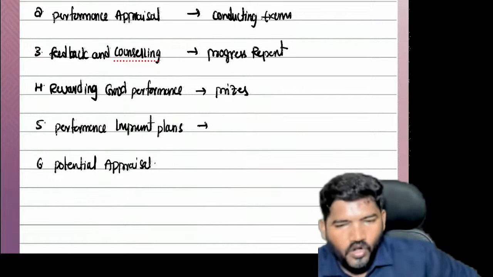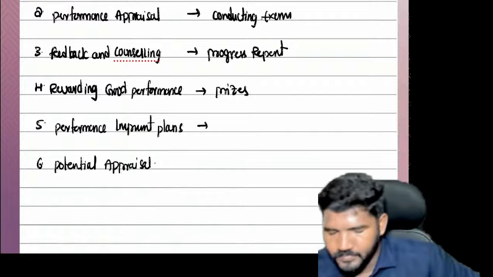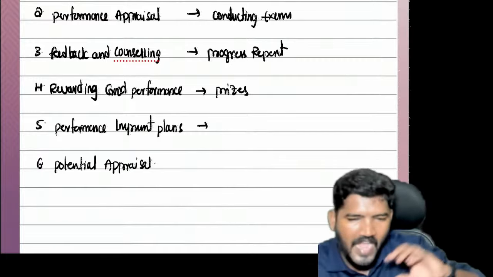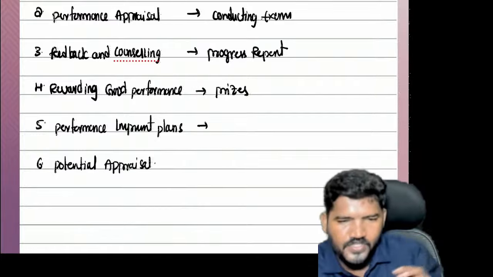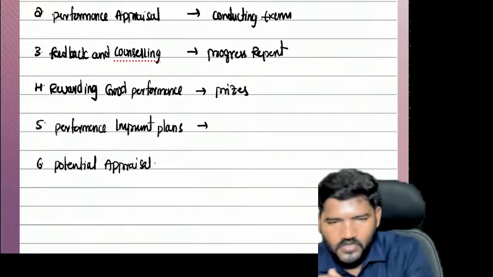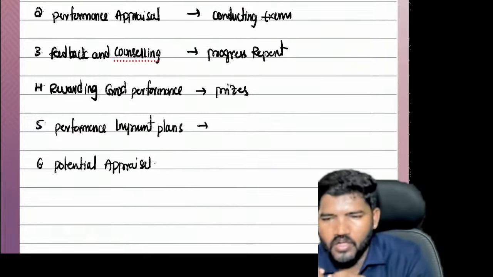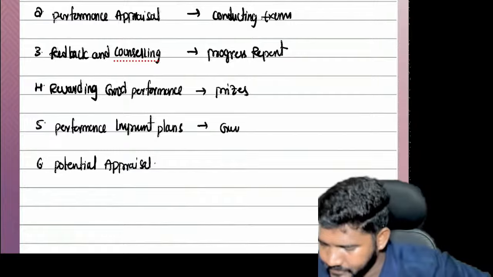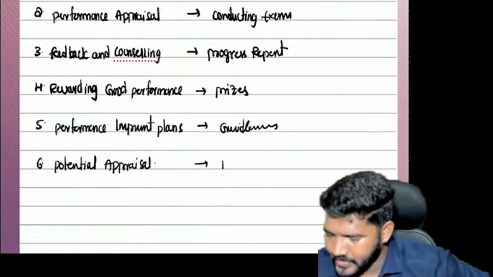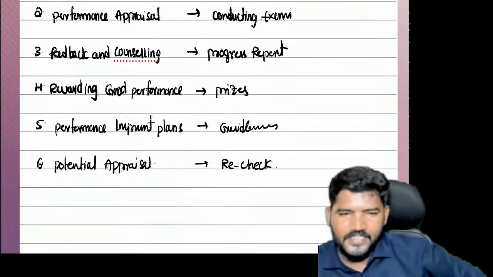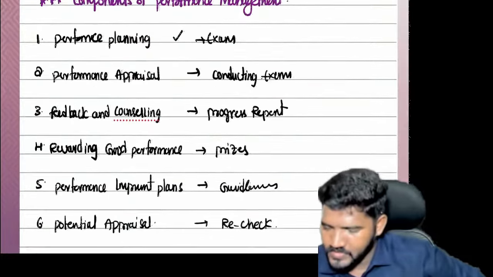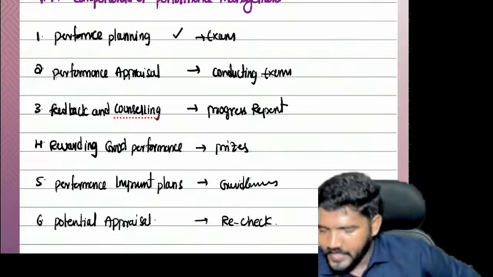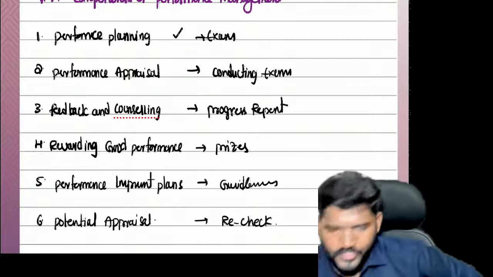If students are not getting good marks, they will call them and give improvement tools. You have good knowledge in maths and science, so you have to focus on languages. Or some students have good knowledge in languages, so you have to focus on maths and science. Some students are not good in all, so you have to focus on all subjects properly. That kind of thing is called improvement plans, guidelines. After that, recheck. That is called potential appraisal. So this is the way to keep these points in your mind: performance planning, performance appraisal, feedback and counseling, rewarding good performance, performance improvement plans, potential appraisal.